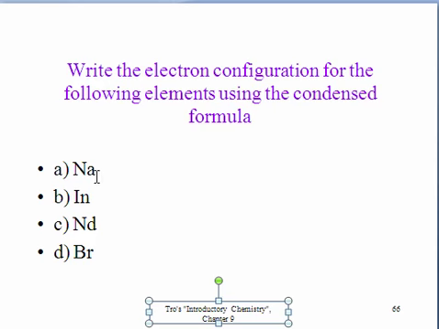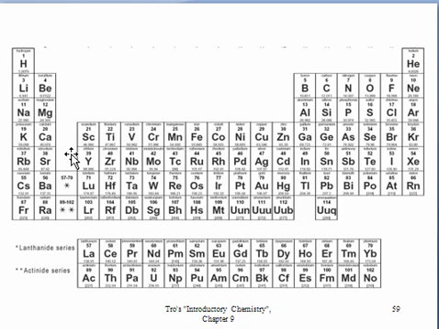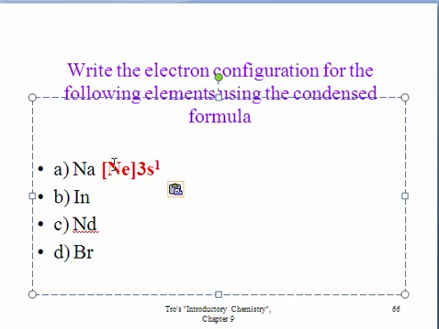Let's look at our answers. Here we have sodium, and we find sodium on the periodic table. Here it is. The previous noble gas is neon, so that's going to take care of 10 electrons. And then our last electron, our 11th electron, is in the third energy level, s1, 3s1. So if you got this, you got it right.